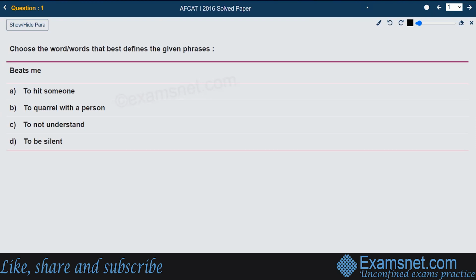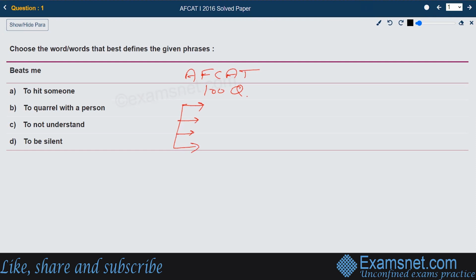We have the AFCAT 2016 paper. AFCAT stands for Air Force Common Admission Test. This test contains 100 questions. Each particular section has got 100 questions in all.